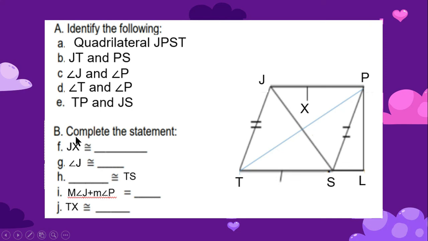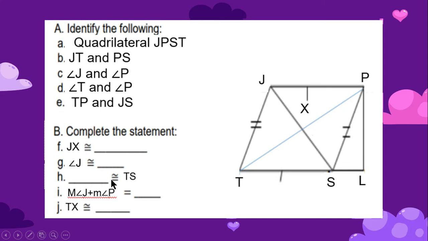So in letter B, complete the statement. The length of JX is congruent to what? It should be XS, because according to the fifth property of our parallelogram, diagonals bisect each other. So therefore, JX is congruent to XS. Next one. Angle J is congruent to what? Should it be the consecutive angle or the opposite angle? The opposite angle. So therefore, angle J is equal to angle S.